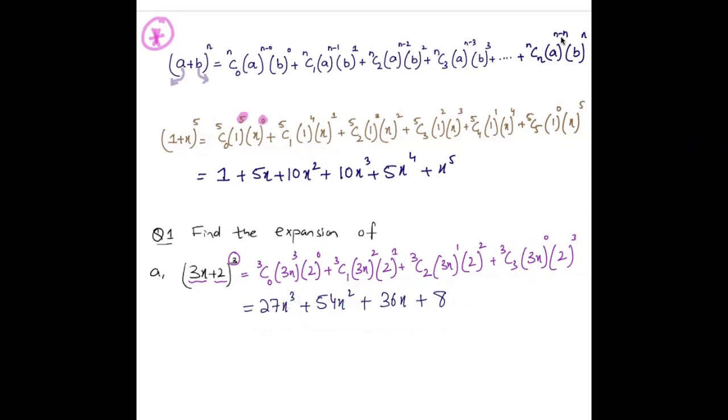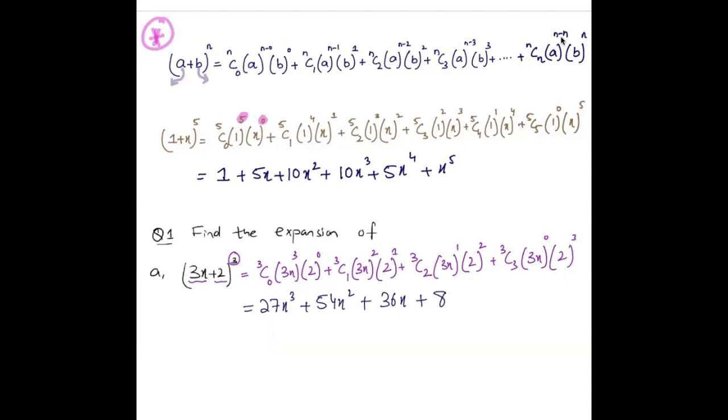Sir, how did you get 27x cube? Take out your calculator, evaluate 3c0. What is 3c0 coming out? 1. Okay, 1 times, what is 3x, the whole thing cubed? Won't it be 27x cube? Yeah, it should be 27x cube. And 2 to the power of 0 is 1. So 1 times 27x cube times 1 is 27x cube. Okay.